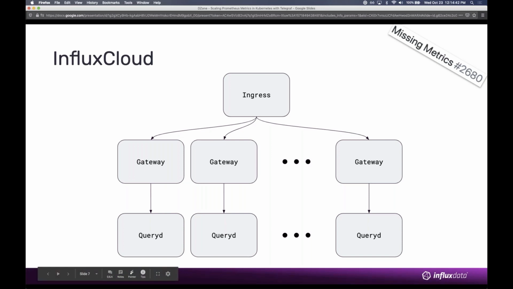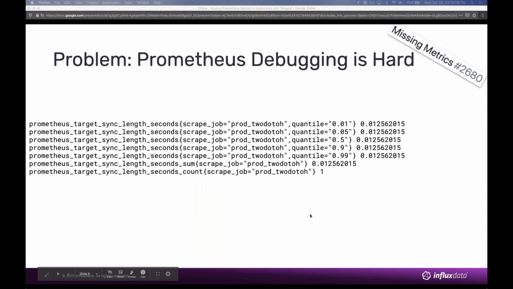So that's actually potentially a problem, because with missing metrics, you might ask: why is it that the gateway claims that it serviced 10 requests, but queryD says that it has serviced 100 requests? Where is the missing data? Where could that possibly be? Which leads us really to the first problem. Debugging Prometheus is really quite hard.